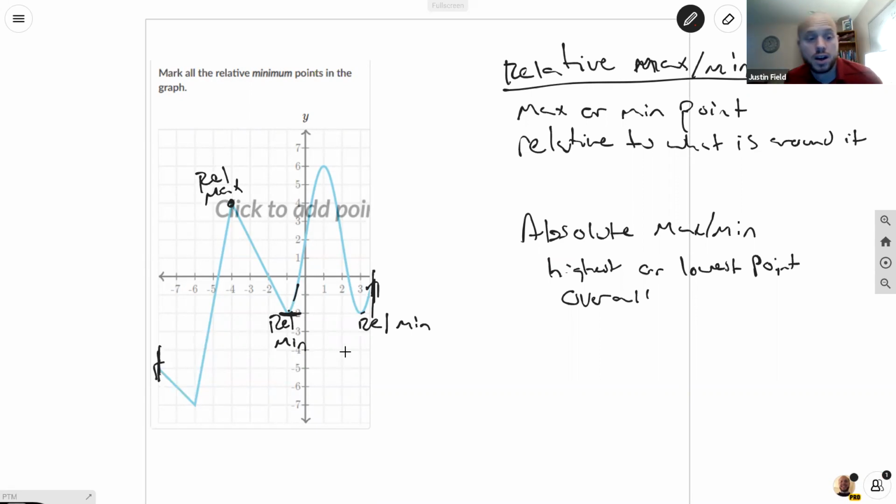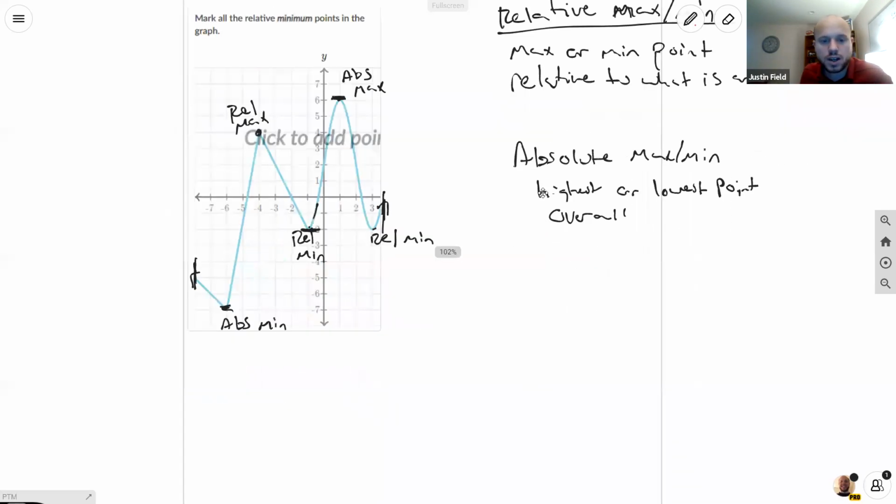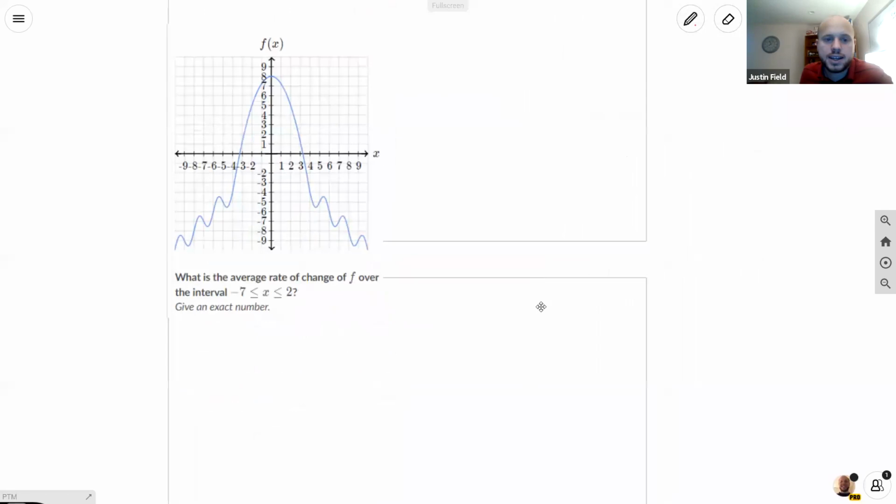And do you see the maximum? Right here, this is the highest point on the graph. So we're going to call that the absolute maximum. And this is the lowest point on the graph. We're going to call that the absolute minimum. So that's how that works. You can ask your questions as you work on the assignment, but that's the idea.